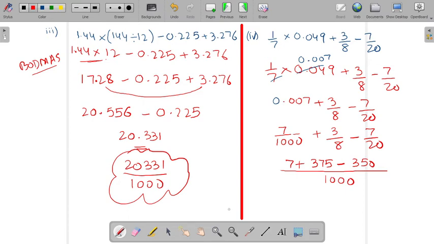Now next step, what it should be? Add these two terms together. So it would be 382. 382 minus 350 upon 1000. So next step, what should be the next step now? Subtract it. So 382 minus 350. So it should be 32 upon 1000.